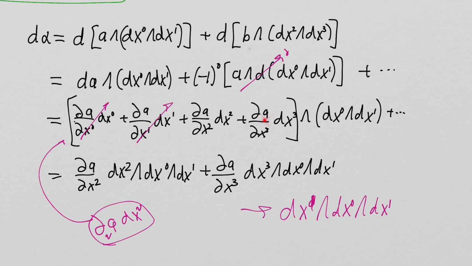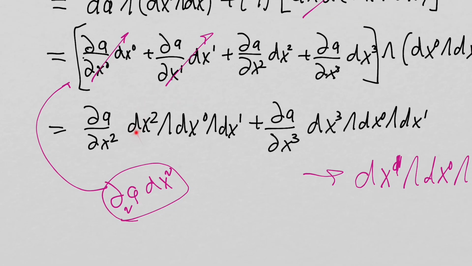But these two survive, and you end up with dA dx2 wedge dx0 wedge dx1, and dx3 wedge dx0 wedge dx1. So these two survive. Now the only problem is our final form doesn't really satisfy our increasing index rule. We want these indices to go up. But the only possible way is you're off by a sign. So I can rearrange these things as long as I keep track of how many swaps I make.